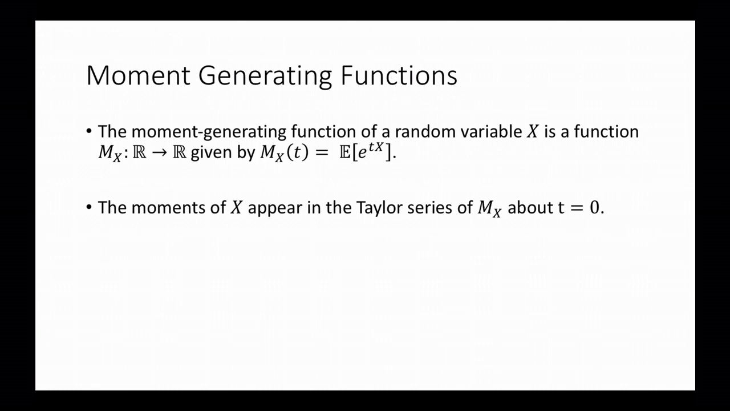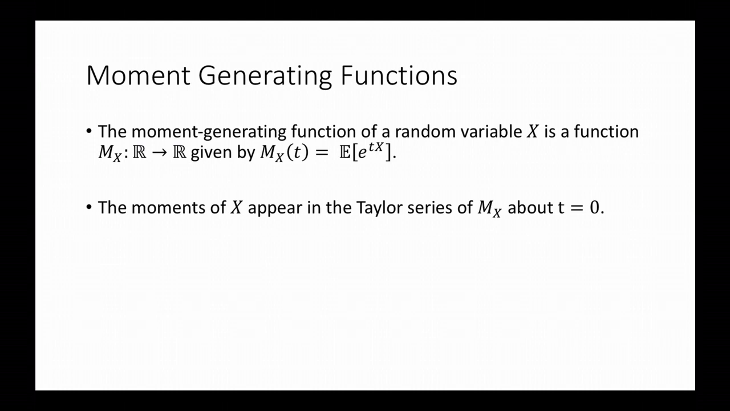The moment generating function of a random variable X is a function M_X, which goes from R to R, given by M_X(t) is equal to the expected value of e to the tX. It's called the moment generating function because the moments show up as coefficients in the Taylor series.